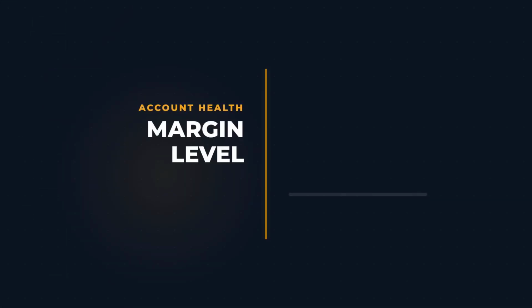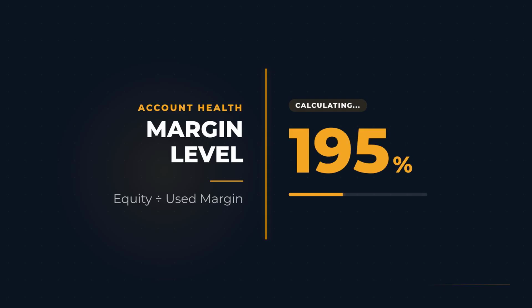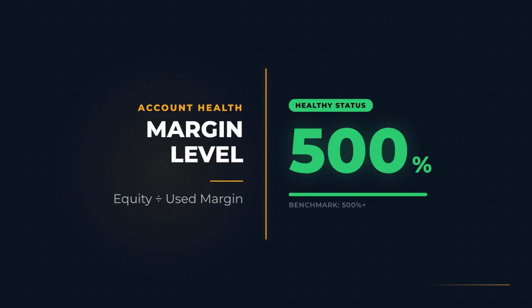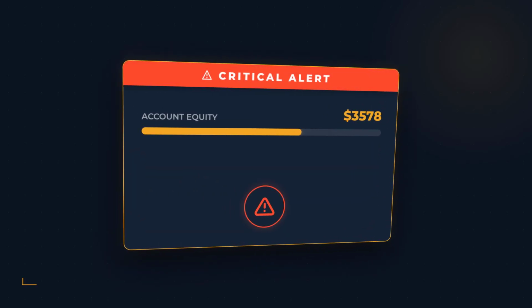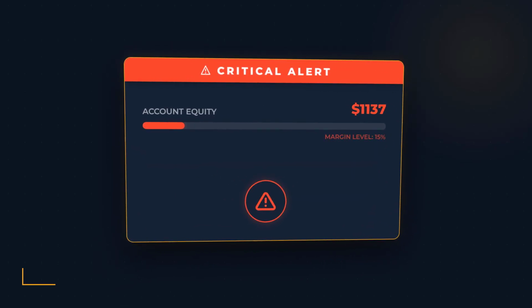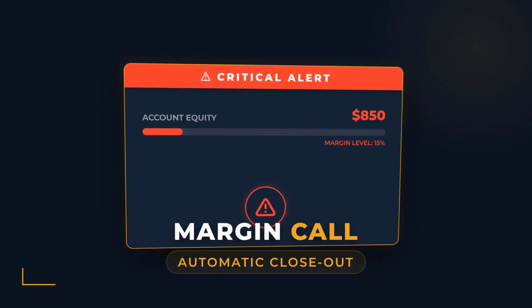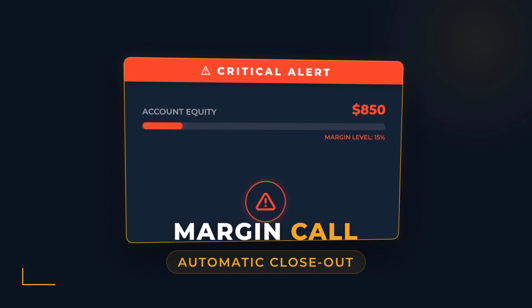Your margin level is a health check for your account, calculated by dividing your equity by your used margin. A level of 500% is generally considered healthy. If your equity falls too low, you may face a margin call or a stop out, where the broker automatically closes your positions to prevent your account from going negative.